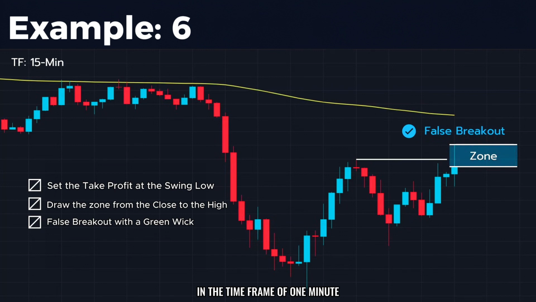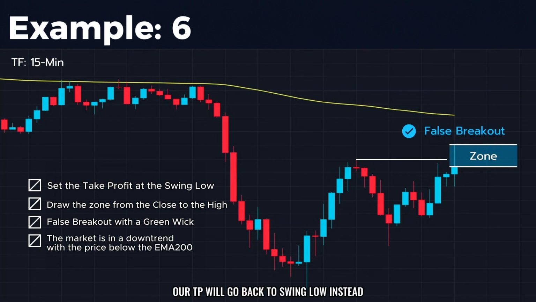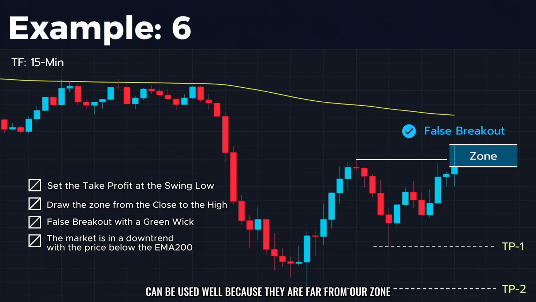In the time frame of 1 minute, next step, we will draw the TP. Our TP will go back to swing low instead. The first point is this line, and the second point is far away. These two lines can be used well because they are far from our zone.